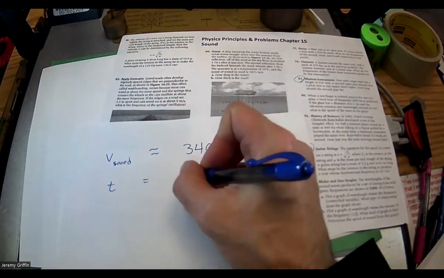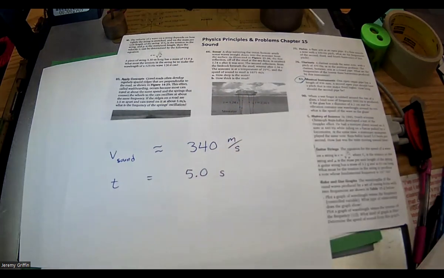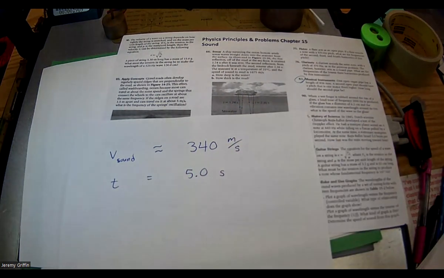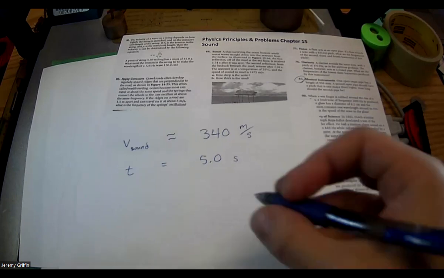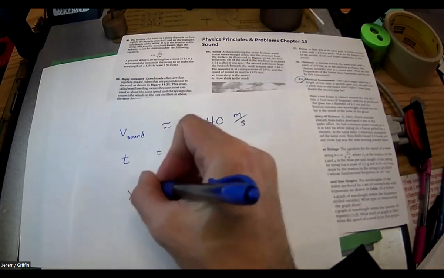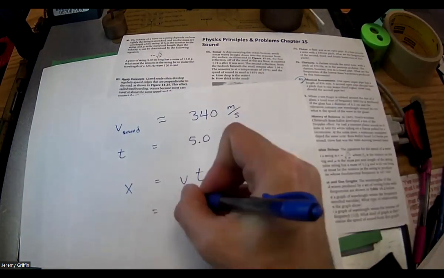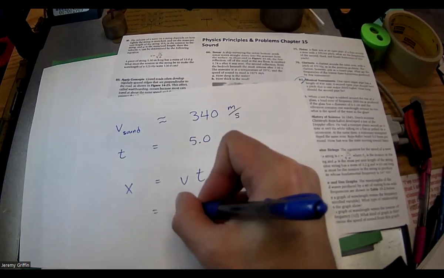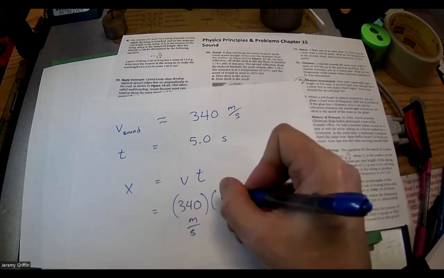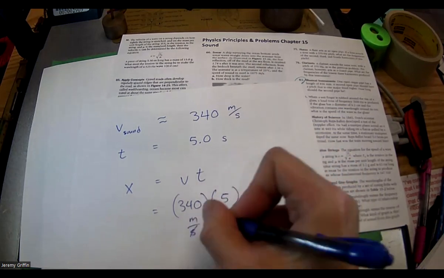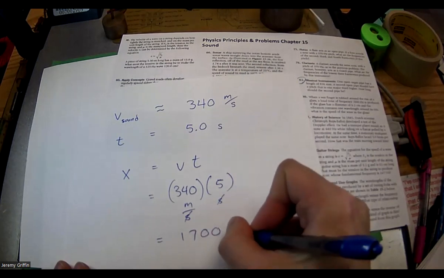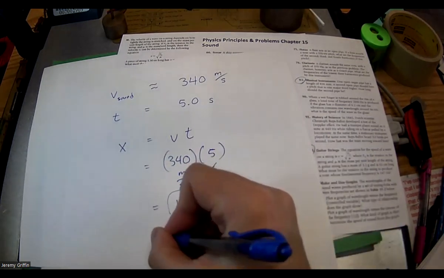We got a time interval of 5 seconds. Can you guys get how far away? All right, who figured it out? So 1,700 meters, you guys are saying? Yeah, because this goes way back to one of the first things we ever did, right? Distance equals speed times time. So you got about 340 meters per second. Multiply that by 5 seconds, seconds cancel. Yeah, about 1,700 meters. How many kilometers is that?